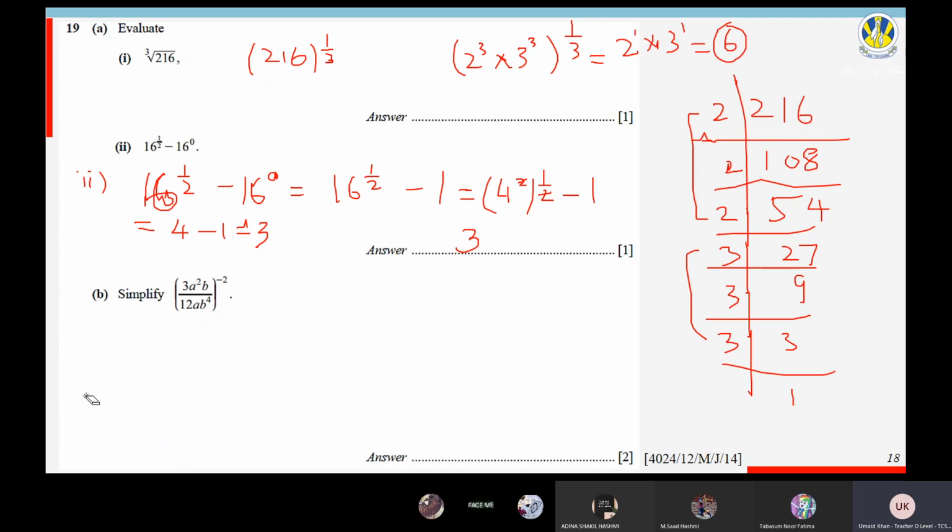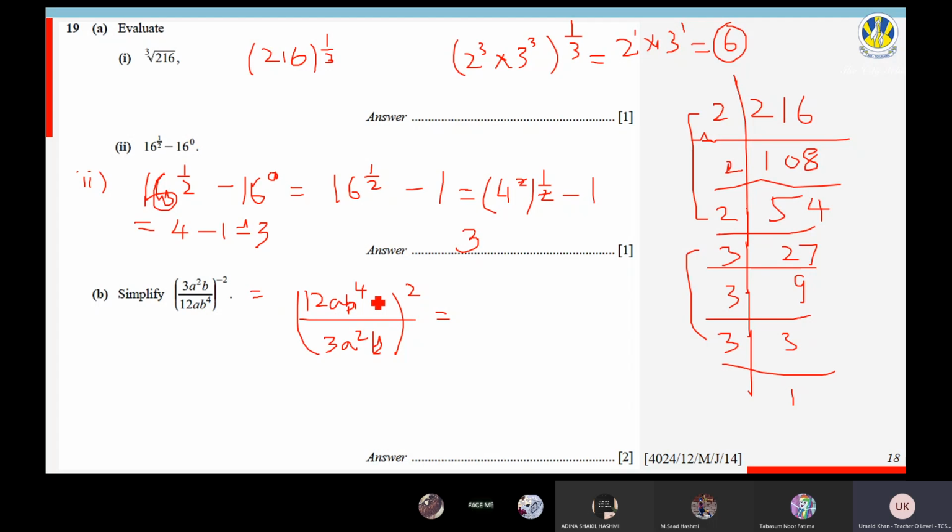You have a negative power. So can you make that power positive? Yes, reciprocal. How can you take the reciprocal? You can make it 2 by 1. So it will be 12ab over 3a square b, the whole power 2... Does everyone agree? Yes, sir. Just change numerator with denominator and the power will become positive.